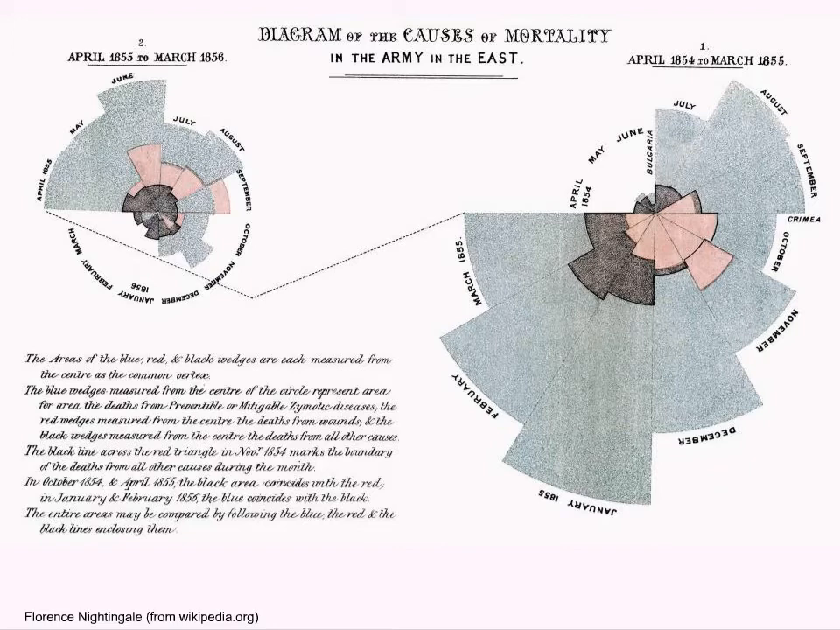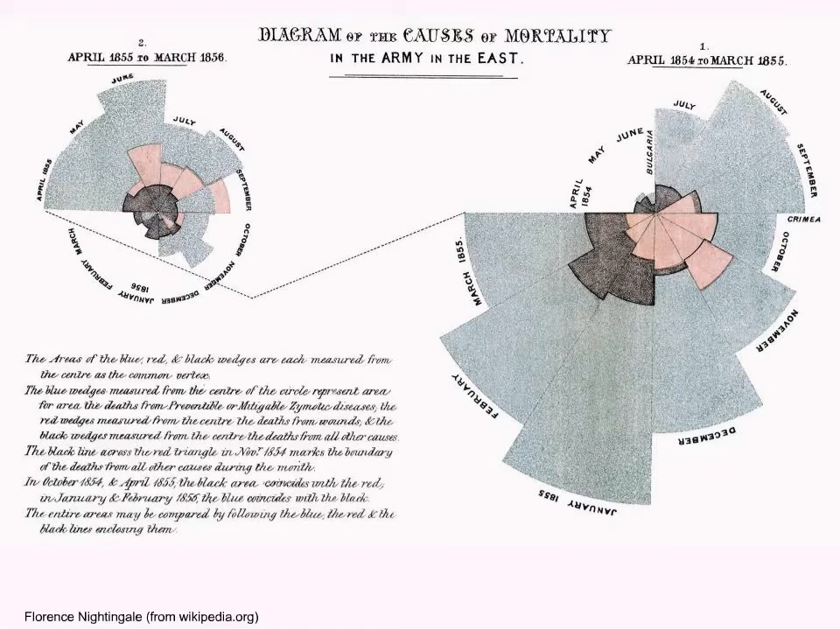This is a very early example of the Coxcomb diagram. It was created by Florence Nightingale. She was good for a lot of things. She was an amazing woman, and it's from 1856. It just shows three variables, three types of illnesses that people died from in the Crimean War.